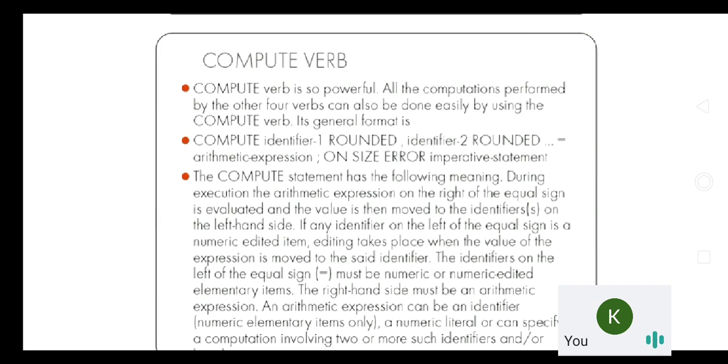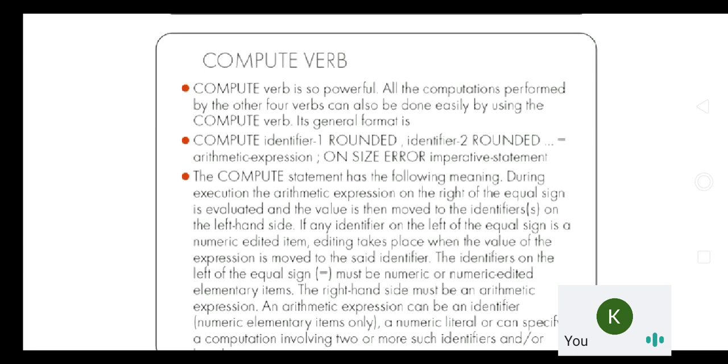In divide we use two options: both by and also into. Dividing one value by another value, or else dividing one value into another value. So along with divide we use two additional clauses, into and by. And with all these verbs, add, subtract, multiply, and divide, we use giving as an option to store the results. Those things are very important, so kindly make a note of them.